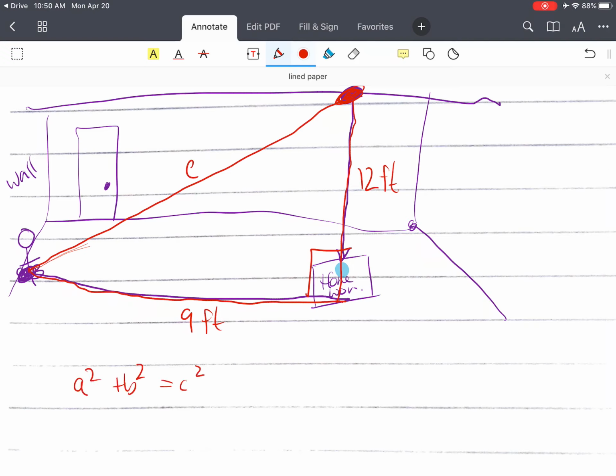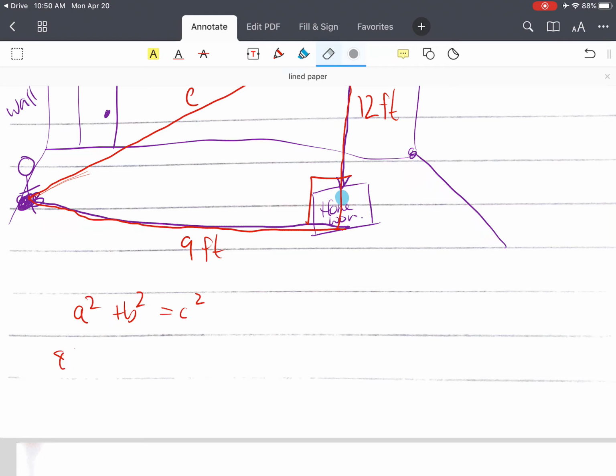So A squared plus B squared equals C squared. 81. Sorry, I'm already thinking ahead. I'm not writing it out. 9 squared plus 12 squared is equal to C squared. 9 times 9 is 81. 12 times 12 is 144. That's equal to C squared. 81 plus 144. Well, 1 plus 4 is 5. 8 plus 14 is 22.